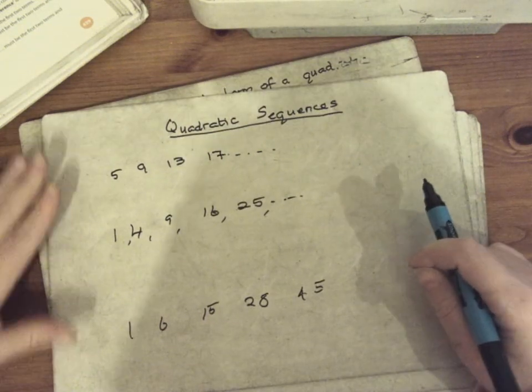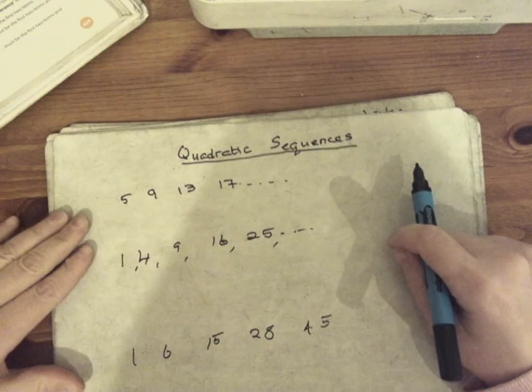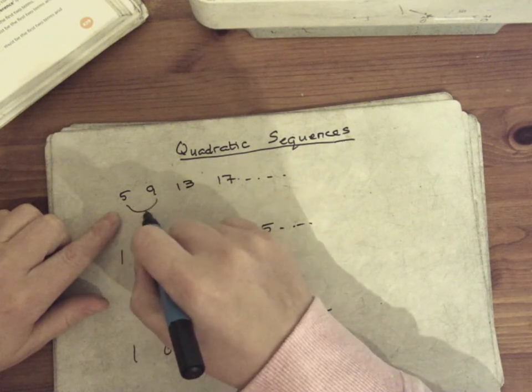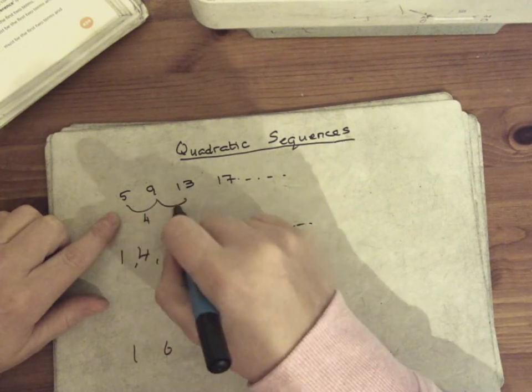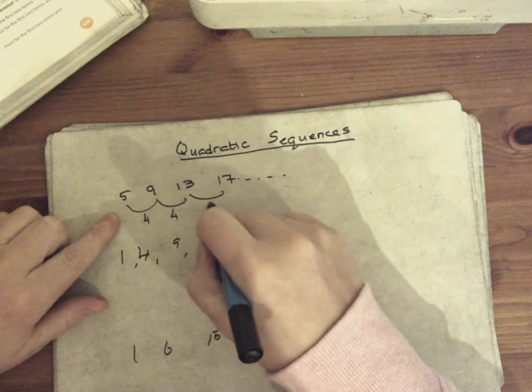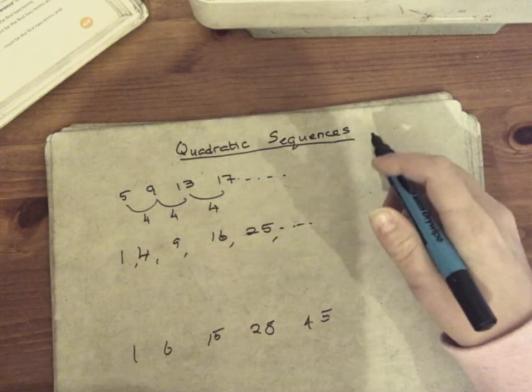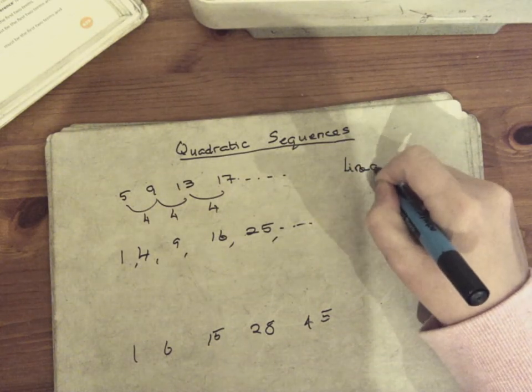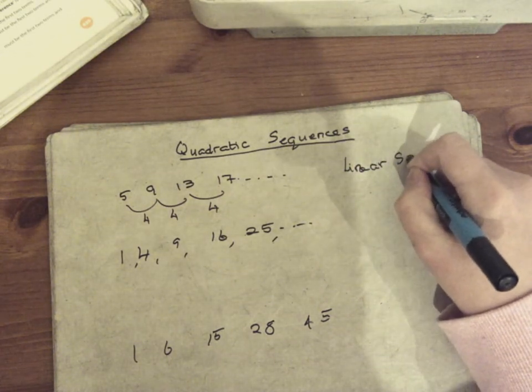Well, today we have to move on to quadratic sequences. If you look at this sequence, it goes 5 to 9, you're adding 4, you're adding 4, you're adding 4. So this is a linear sequence, which is what we've been seeing.